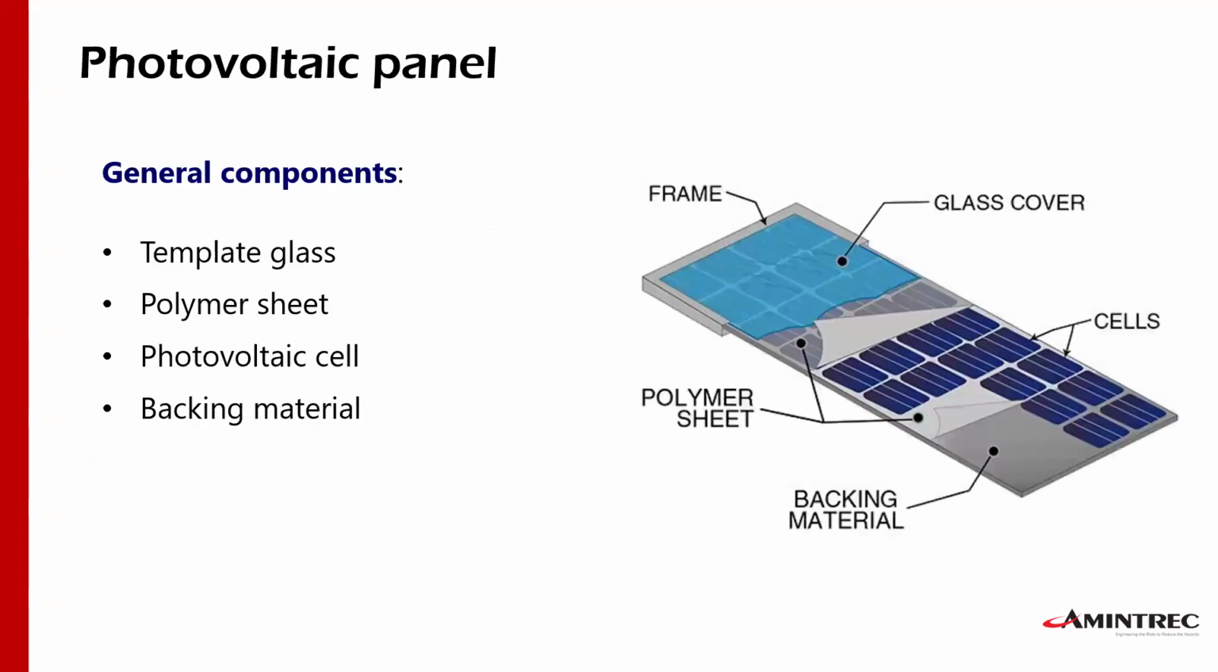And this is a picture of a panel. These are the general components, basically 4 or 5 parts. This is the tempered glass, polymer sheet, photovoltaic cell, backing material. Those are the main components of a photovoltaic panel.